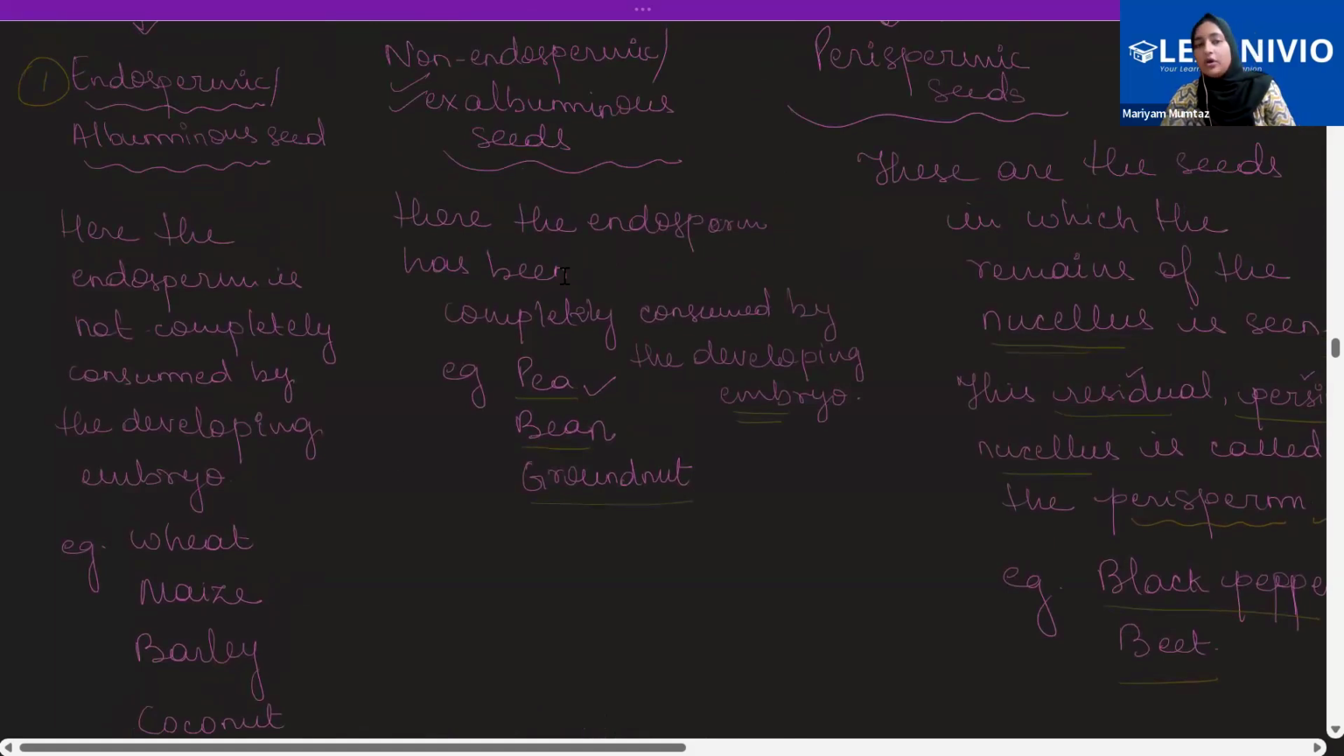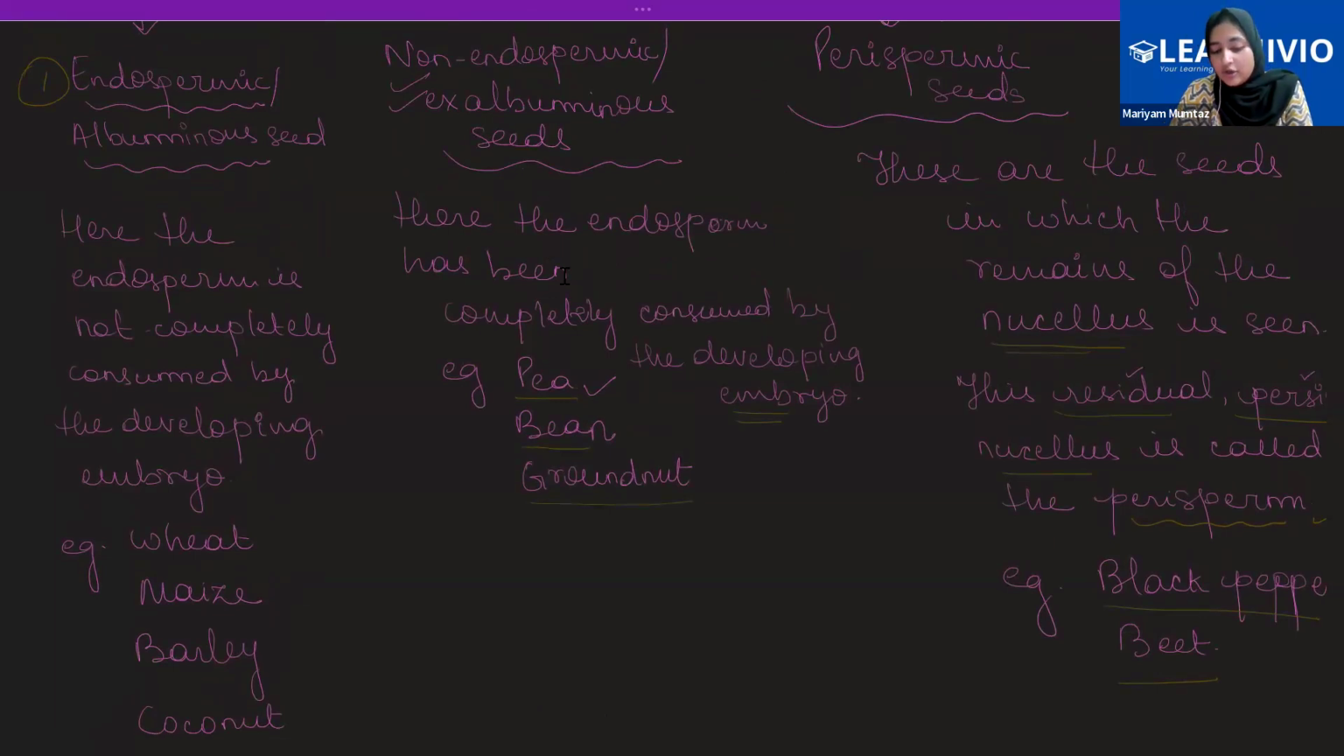After that, we have the non-endospermic seed, which is also known as ex-albuminous. Non-endospermic means that they will not have any endosperm because their endosperm has been consumed by the developing embryo. This is found in the case of pea, bean, and groundnut.